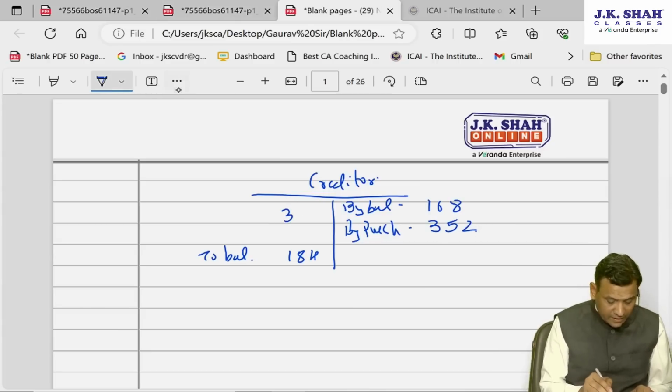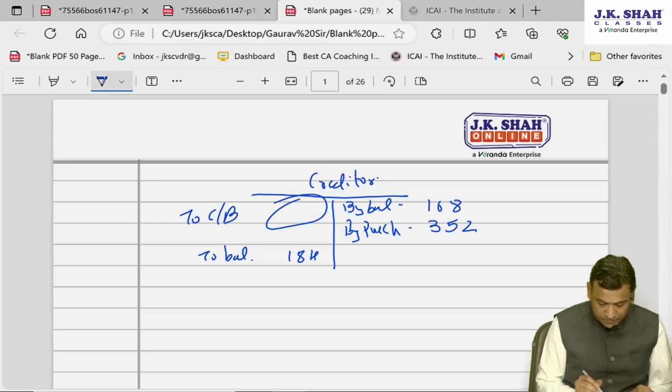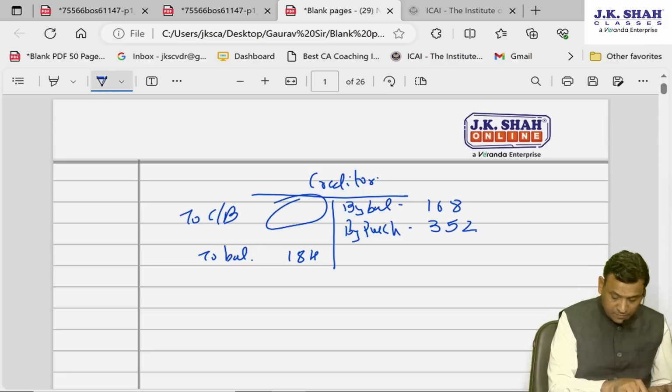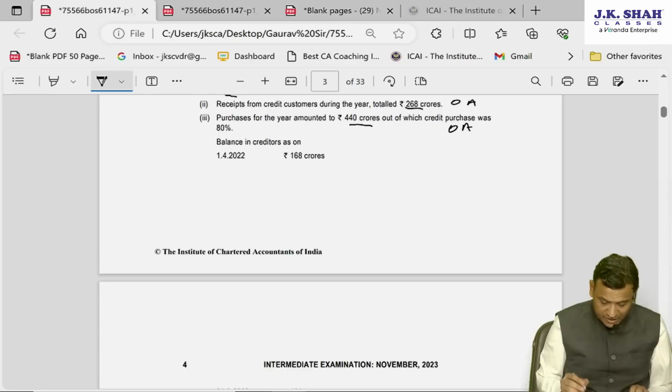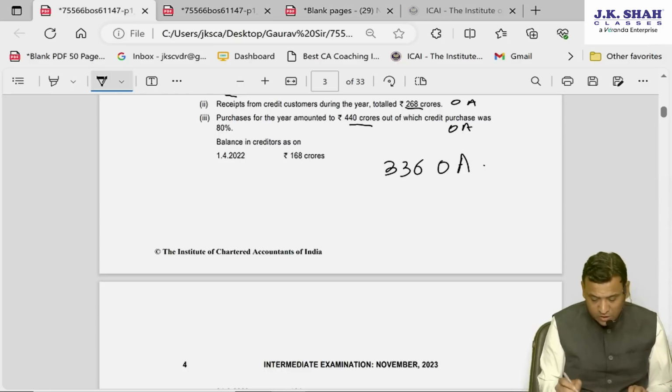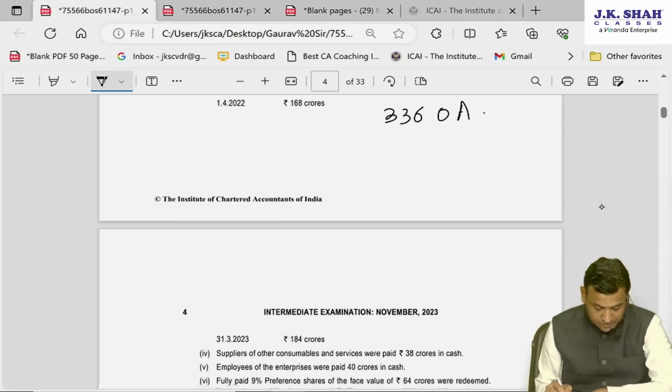So here we will get a balancing figure. What is my balancing figure? That is nothing but cash and bank. So 168 plus 352 minus 184, which gives me 336. So that will be nothing but amount paid to creditors, 336, which has to be shown under operating activities.